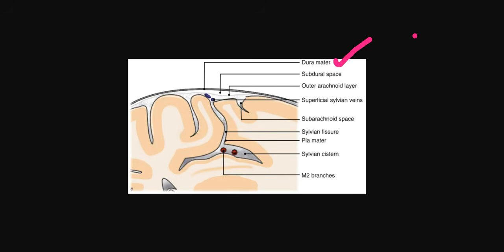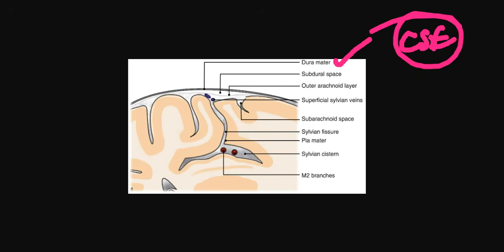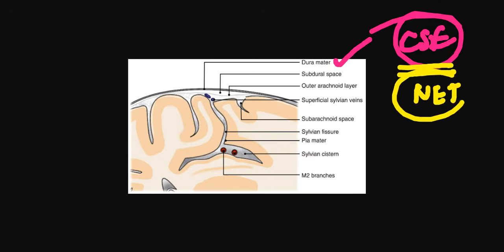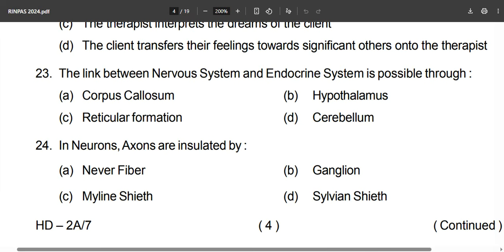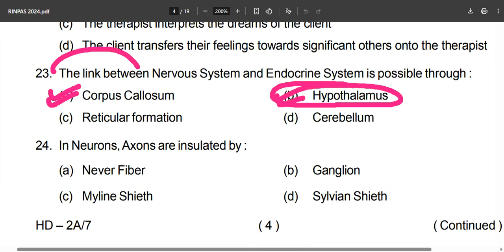And this is the dura mater. We are going to study CSF, cerebrospinal fluid, and this was in the recent NET examination, where the same question about dura mater and pia mater was asked. So you go inside the dura mater, and as you can see here, this is the Sylvian fissure, and after that we have the pia mater. Now you know about the corpus callosum, where it is and what its function is. The hypothalamus is the correct answer: the hypothalamus is the link between the nervous system and the endocrine system.